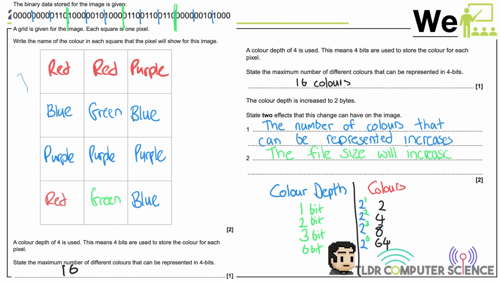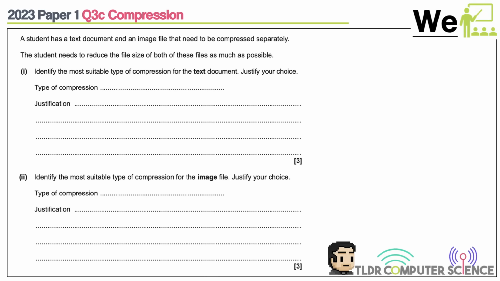In fact, a follow-on question could be something like, how much larger would the file be now? Without even knowing the resolution, aka the number of pixels, we can say how many times larger this file will be, because previously each pixel required 4 bits, and now each pixel requires 2 bytes or 16 bits. So if we've gone from 4 bits per pixel to 16 bits per pixel, the file size will increase by 4. Okay, great. We now have a question on compression.